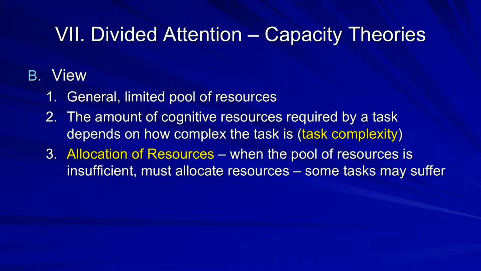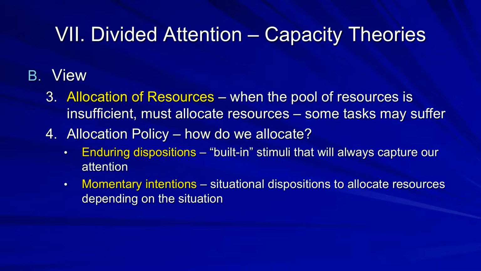So one of the things that we have to think about is the allocation of these limited resources. When our pool of resources is insufficient, we have to allocate resources, and as a result, some tasks may suffer if we've used up those resources. And so when tasks start to compete with one another, we've used up our resources, and now we're no longer dividing attention, we're actually task switching. And so this happens pretty quickly. Something like driving a car really takes all of our cognitive resources, and there isn't much left over for doing other things. So what we often talk about are what we call allocation policies.